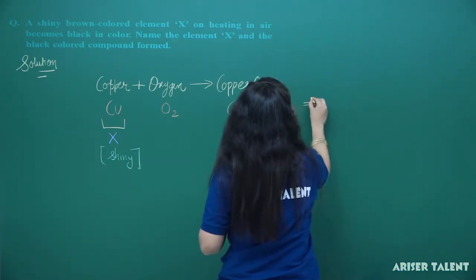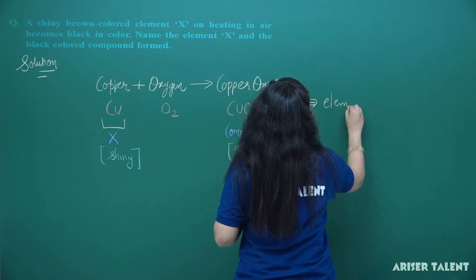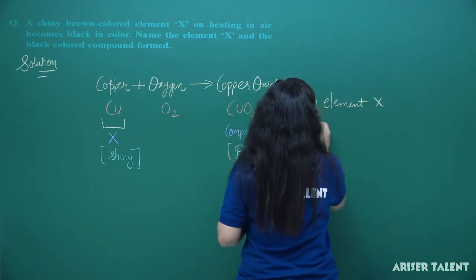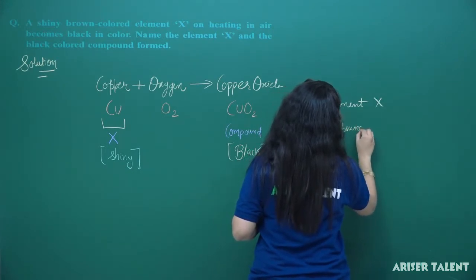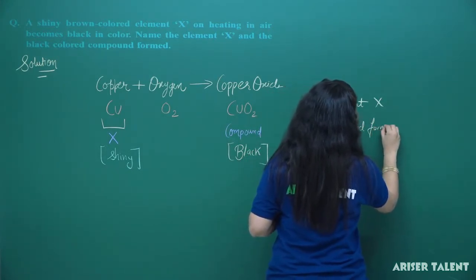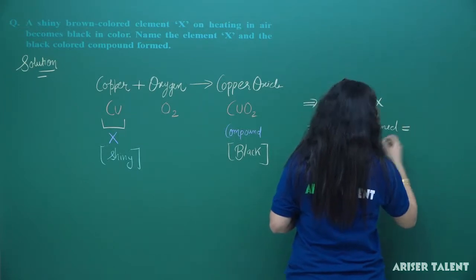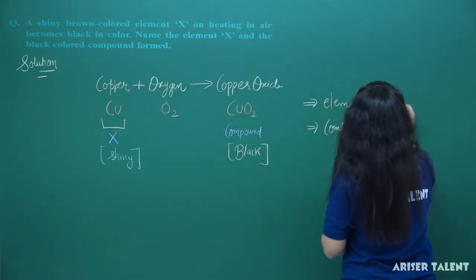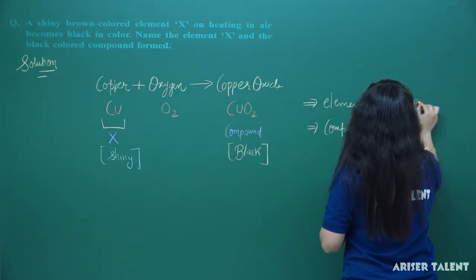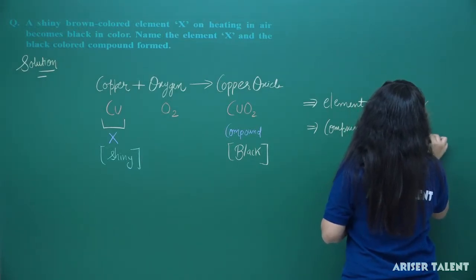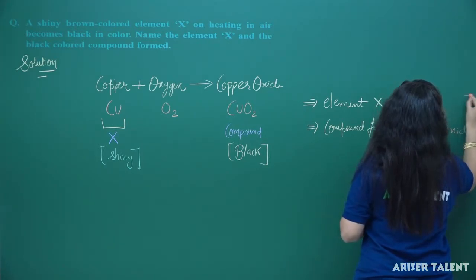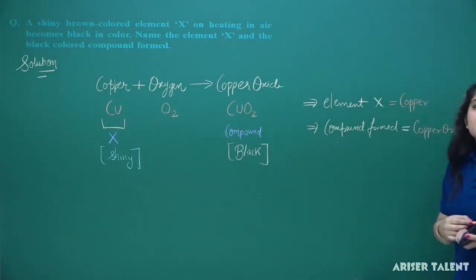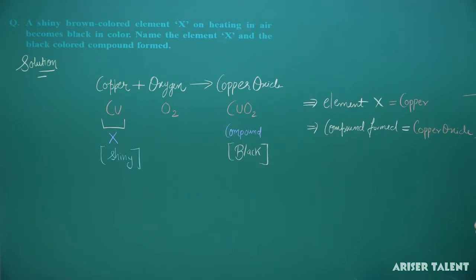So the correct answer is: element X is copper and the compound formed will be copper oxide. So this is the correct solution for this problem.